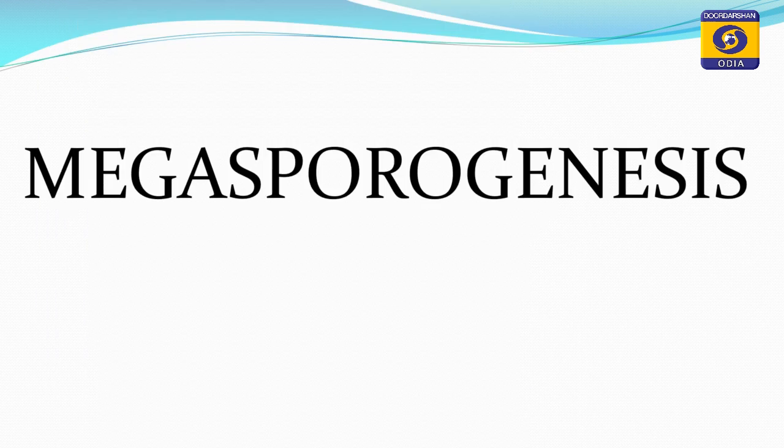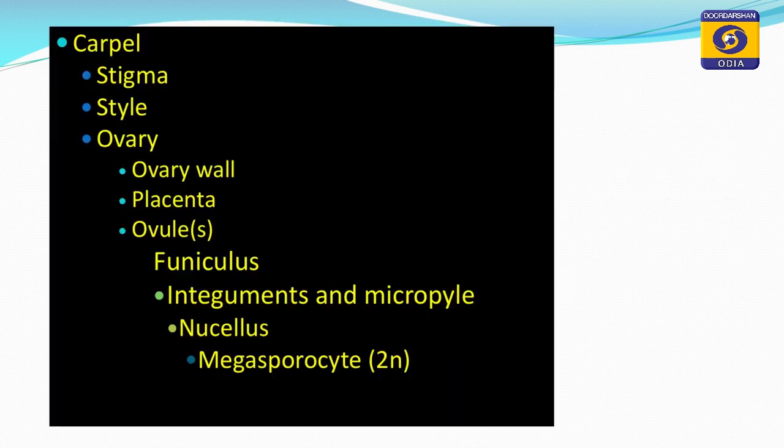Then megasporogenesis. Megasporogenesis, that is formation of megaspore. Already we have discussed ovary houses. You see the structures. Carpel consists of stigma, style, ovary. Ovary is the bulbous structure. It has wall and it has placenta in the center.